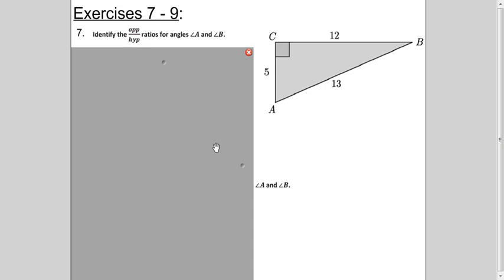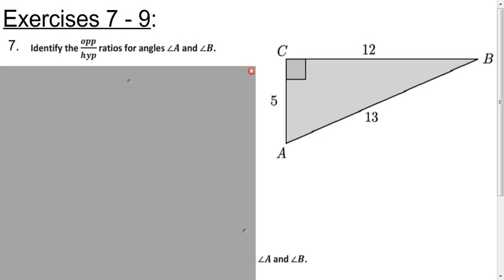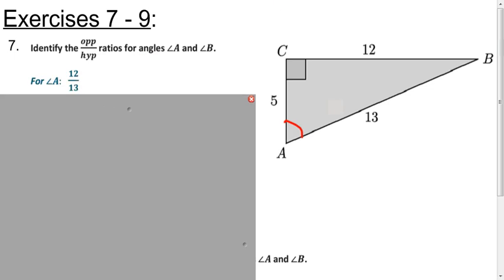So here are 3 problems that all correspond to this triangle here. We want to figure out the opposite over hypotenuse ratios for angles A and B. So for angle A, the opposite is 12, and the hypotenuse is 13. But for angle B, the opposite side is 5, and the hypotenuse is 13.